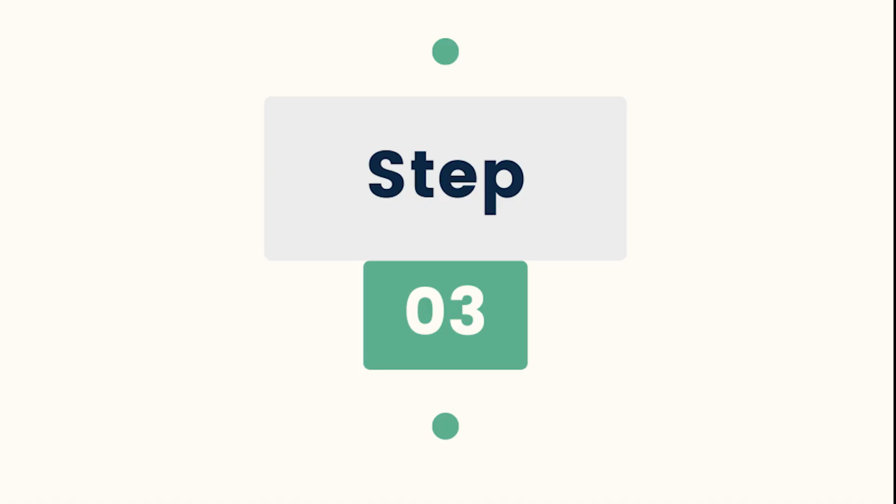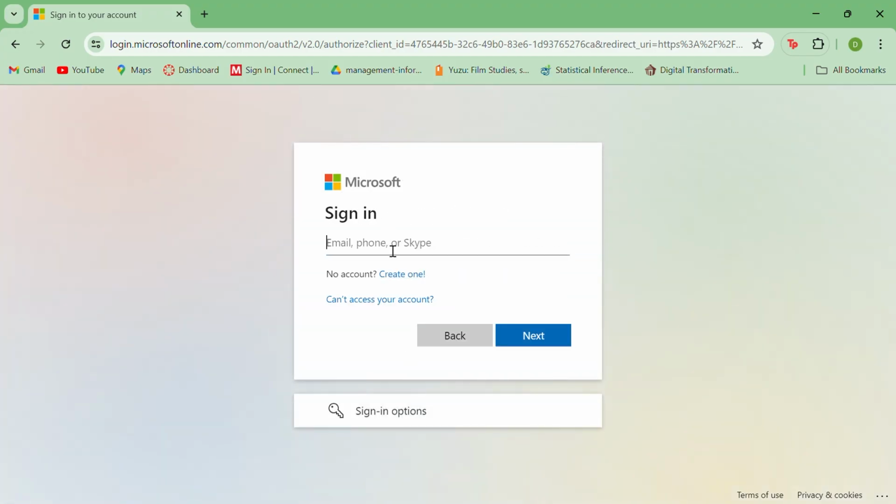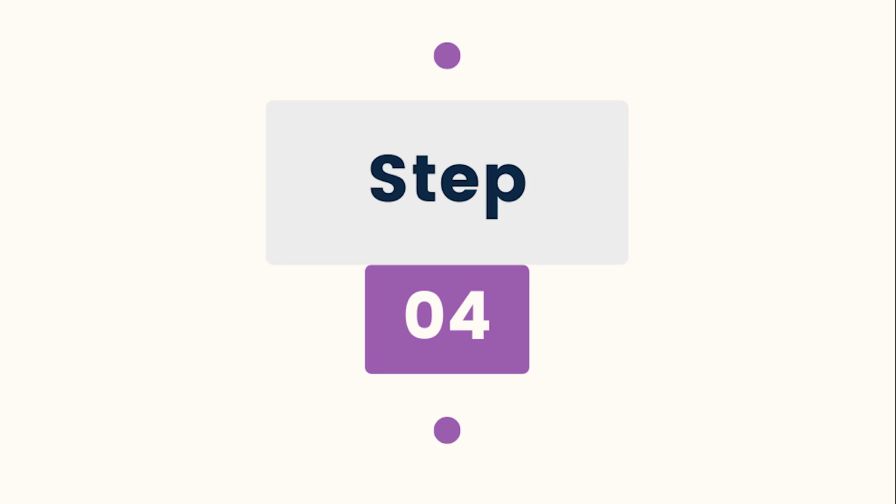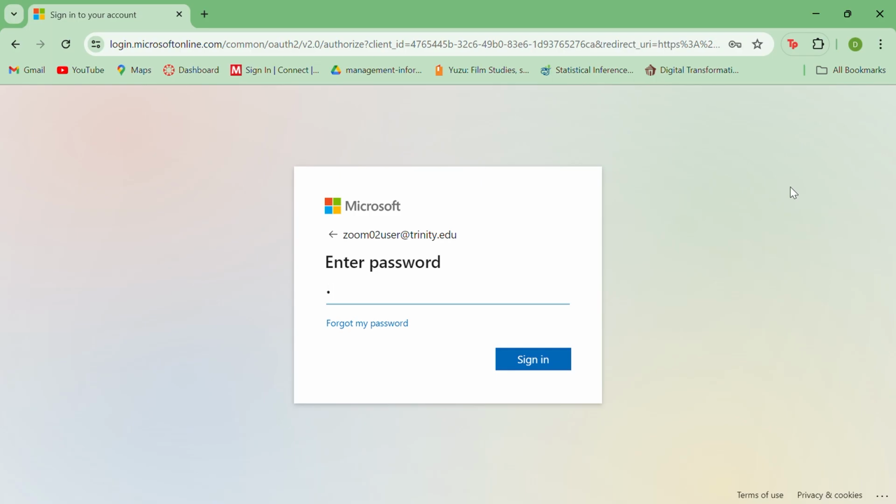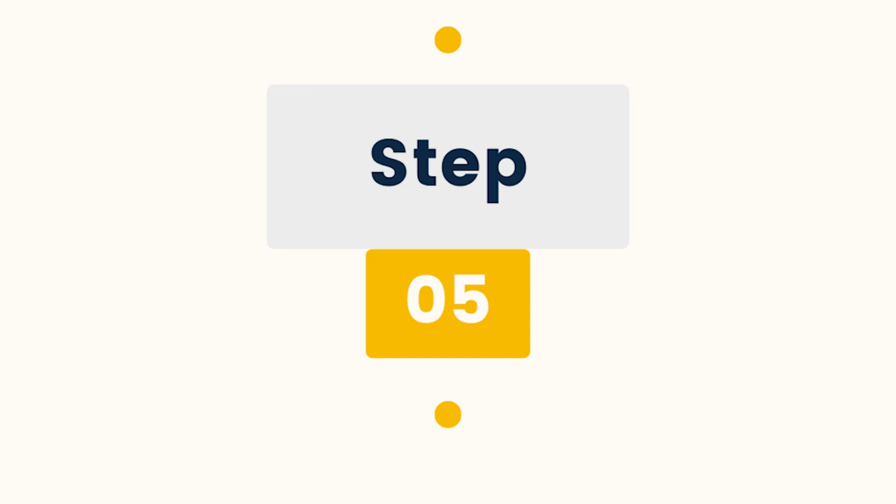Step 3. In the next screen, enter your full Trinity email address and click Next. Step 4. Next, enter your TU network password and click Sign In. If you have used Microsoft 365 or Office 365 in the past, you will no longer log in with the password you initially set up. You will log in using your Trinity email address and password.